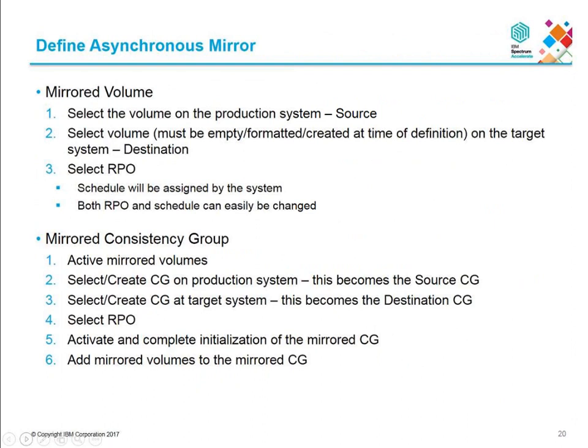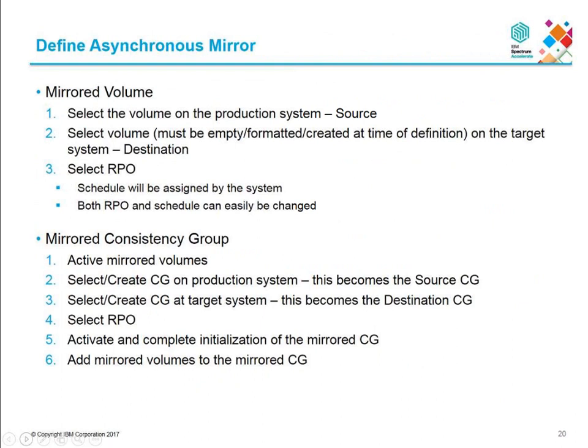So for defining an asynchronous mirror, I'm going to, again, follow the same sort of steps. I'm going to have a volume at my production site, at my primary resource. I'm going to select that volume where it's going to, and I'm going to select the RPO.